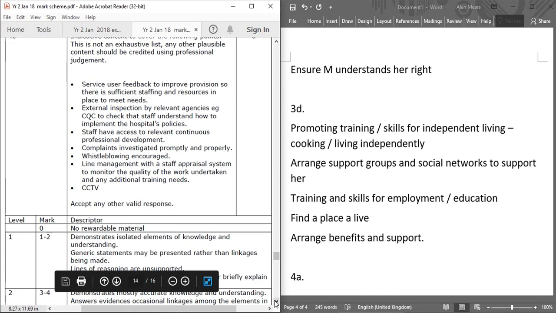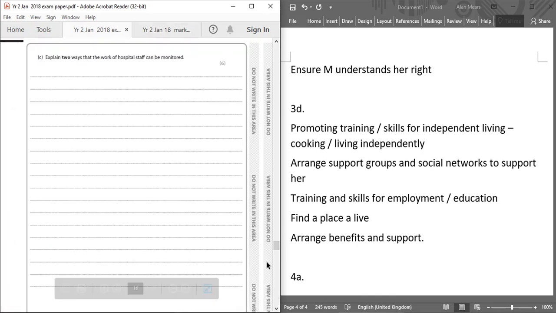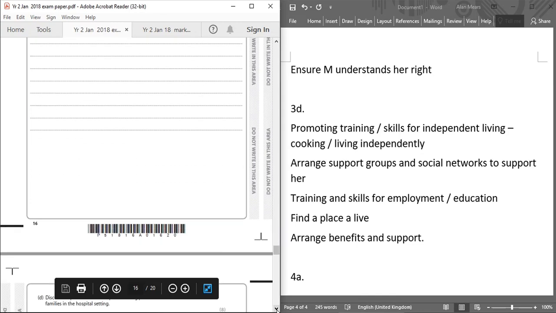Have a look here. Yeah, there we go. Service user feedback. Oh, external inspection is also allowed here, which I find odd because earlier questions said that they wouldn't accept CQC in the assessment and monitoring of professional individuals, but they do allow it here. So again, we weren't wrong to say that a minute ago. Continuous CPD or professional development, complaints procedures, whistleblowing, line managers, and CCTV. Again, stuff we've already touched on in this exam so far.